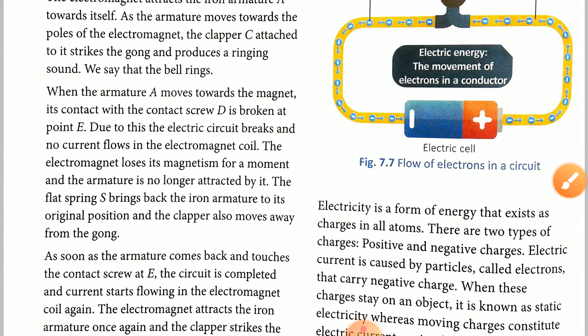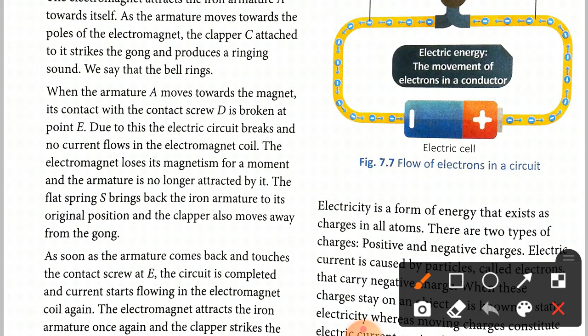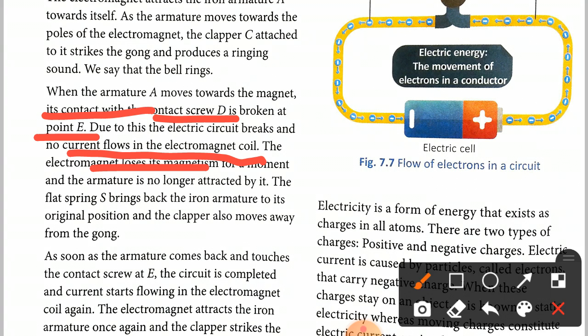Now when the armature A moves towards the magnet, its contact with the screw D is broken at point E. Due to this, the electric circuit breaks and no current flows in the electromagnet coil. So when there is no current in the electromagnet coil, the electromagnet loses all its magnetism for a moment and the armature is no longer attracted by it.